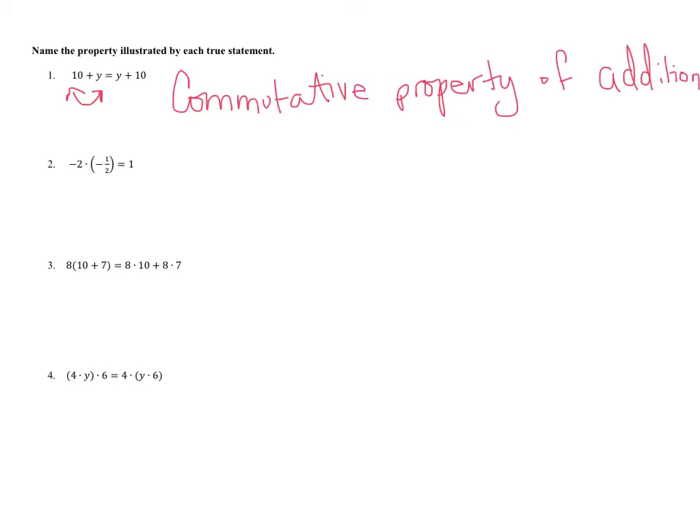For the second example, I'm doing -2 times -1/2 and getting 1. Here, I'm multiplying a number by its inverse, by its reciprocal. So this must be the multiplicative inverse.